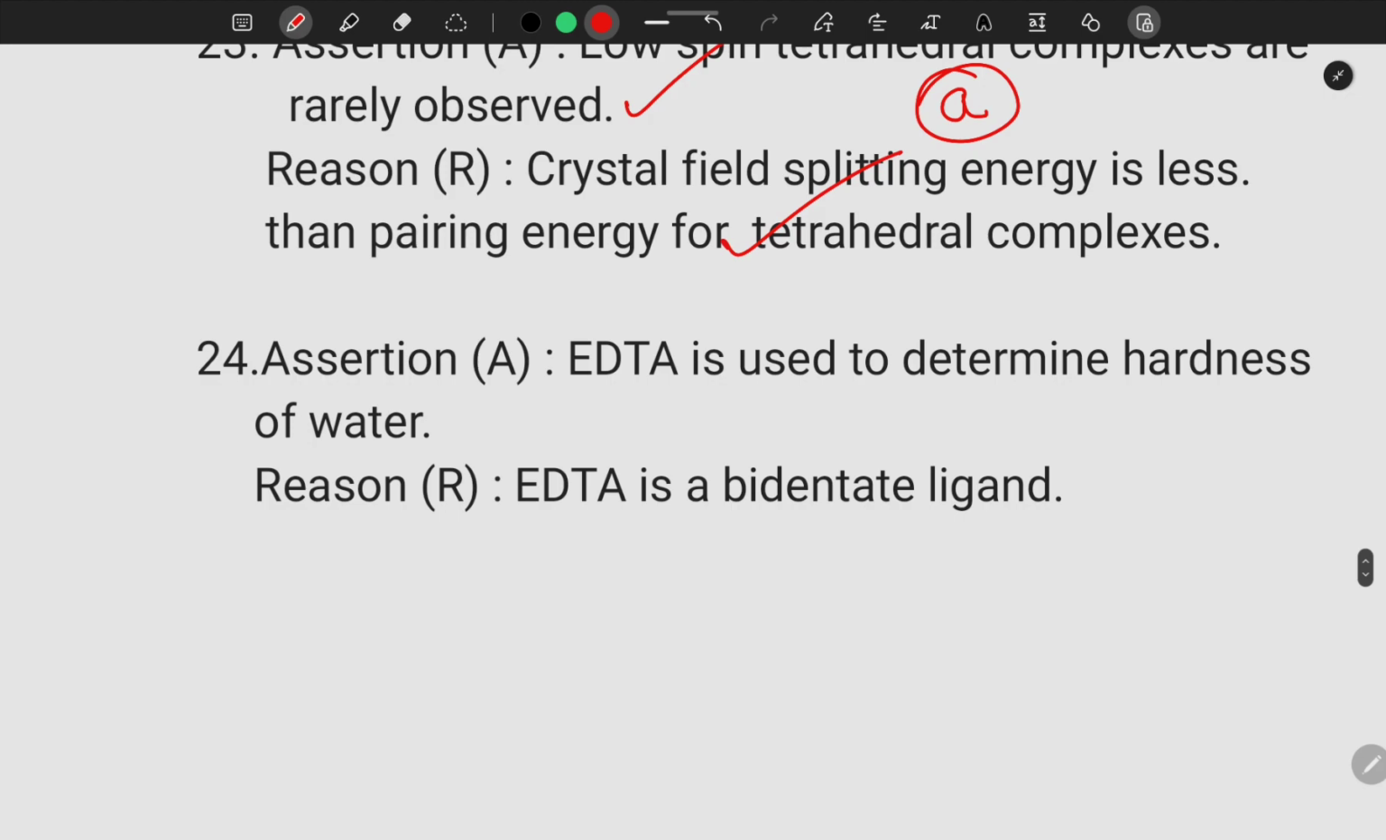EDTA is used to determine hardness of water. That's a correct statement. EDTA is a bidentate ligand. That's a wrong statement. It's a hexadentate ligand. So assertion correct and reason wrong. So our option is C.